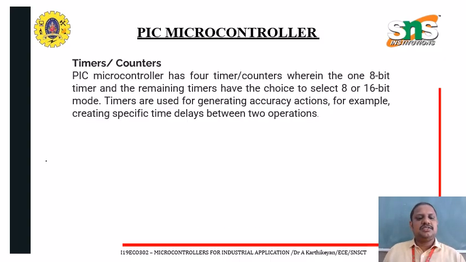Timers and counters also play a major role in the PIC microcontroller. There are four timers and counters, with 8-bit and 16-bit registers available in the timers. They can generate accurate actions. Based on the timers, we can terminate and connect operations. We can use timers to create a specific time delay between two operations. For example, we create timelines between two boundaries. Once the time is reached, termination happens automatically. That's the main function of the PIC microcontroller timers and counters.